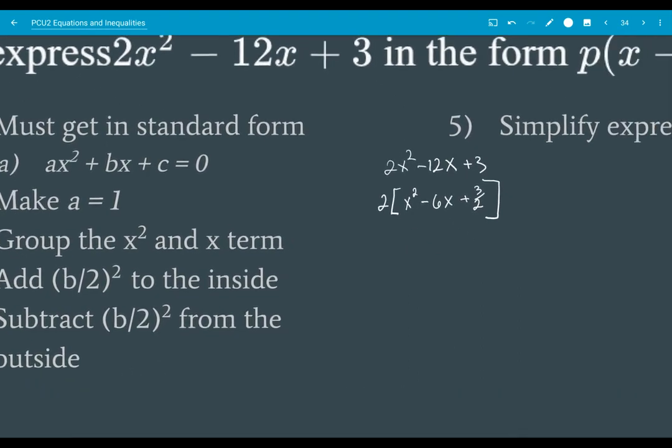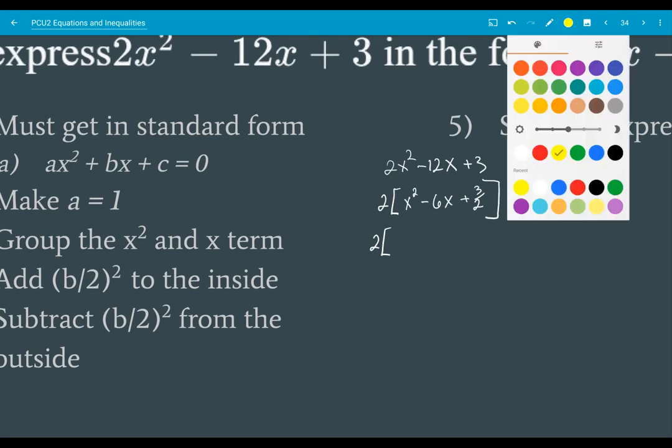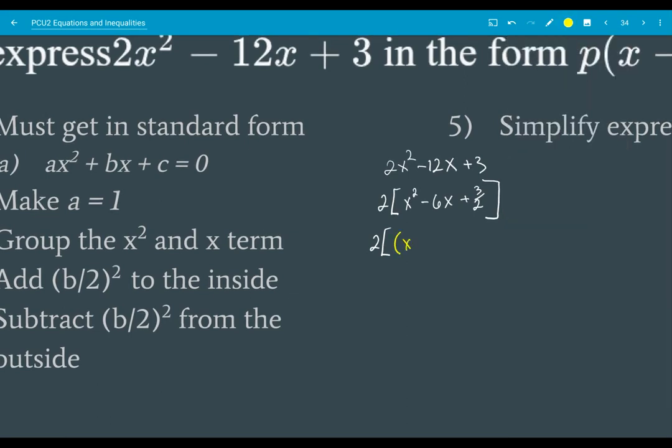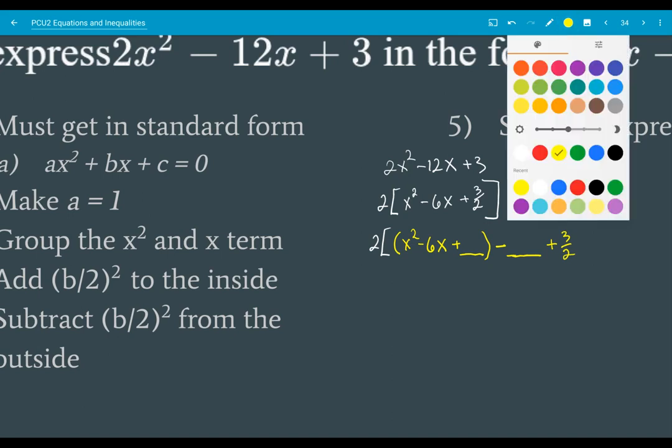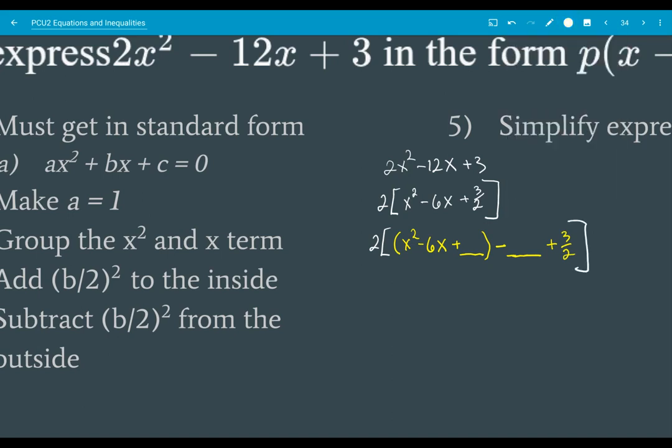Next, we group stuff together. So my 2 is still on the outside. Then I'm going to group x squared minus 6x. I'm going to add, and I'm going to leave a blank, close my group. What I add to the equation, I also have to take away from it because I don't want to change the equation. So I subtract the same blank, and then we add our 3 halves. And then we close our group.